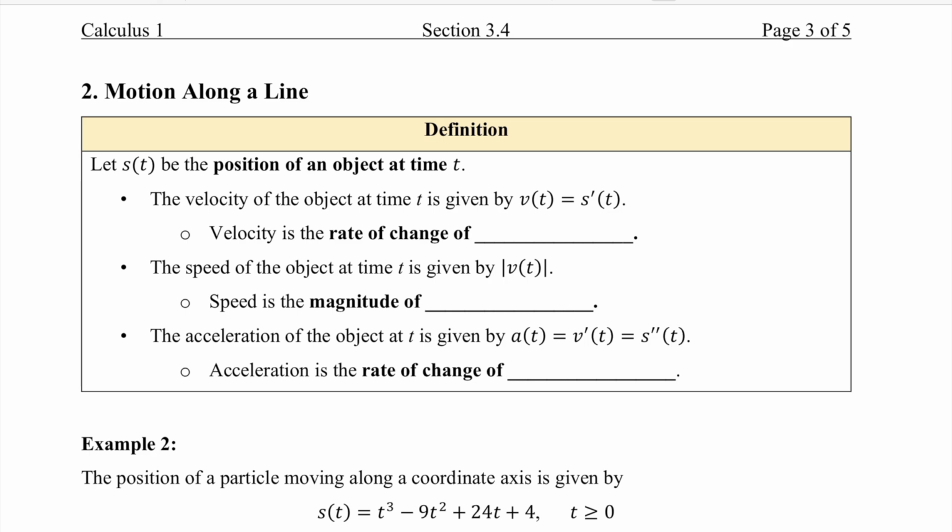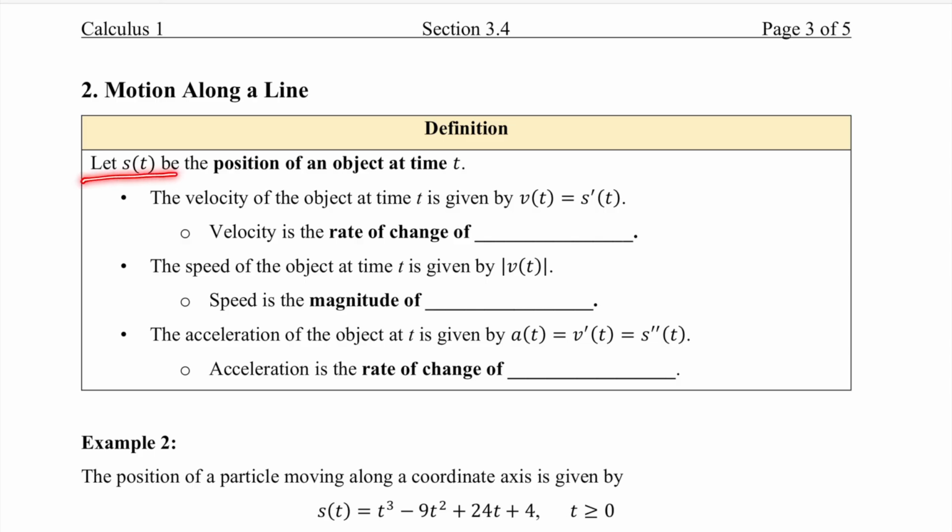Now we are going to look at another important application of derivatives, which is motion along a line. This idea appears often in physics and engineering, but it is also a very helpful way to understand derivatives. Let s of t be the position of an object at time t. So s of t tells us where the object is located along a line at a particular time.